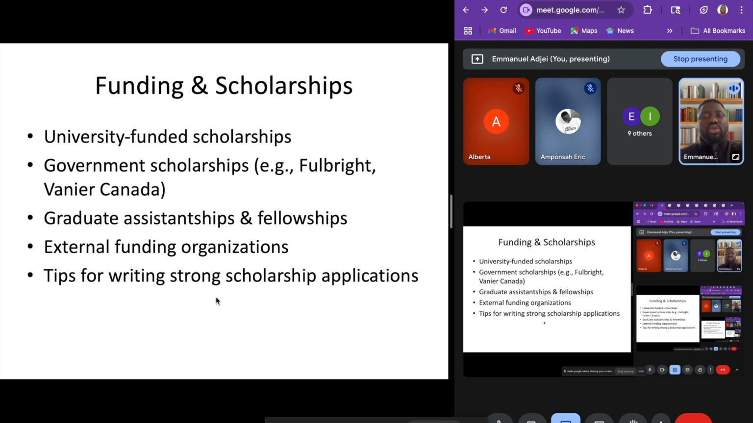Tips for writing strong scholarship applications. Most often, you don't need an application for the school-funded or university-funded scholarships. You may need to write applications for external scholarships or government scholarships. And we can also help you with that, with people who have gone through that process, and help you to secure external scholarships.